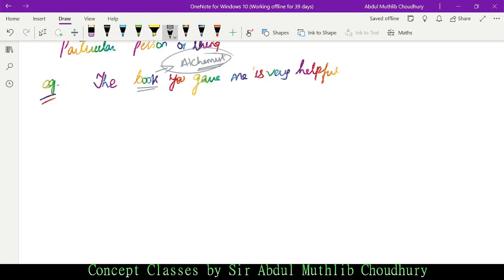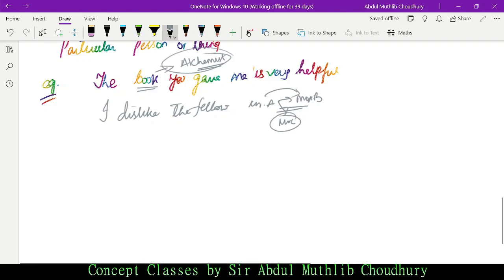Let me give you another example: I dislike the fellow. Suppose Mr. A is talking to Mr. B about Mr. C. So Mr. A says to Mr. B, I dislike the fellow. The fellow here can be Mr. C. So the speaker here is talking about a particular person or thing. The person in this case is the fellow and the thing is the book.